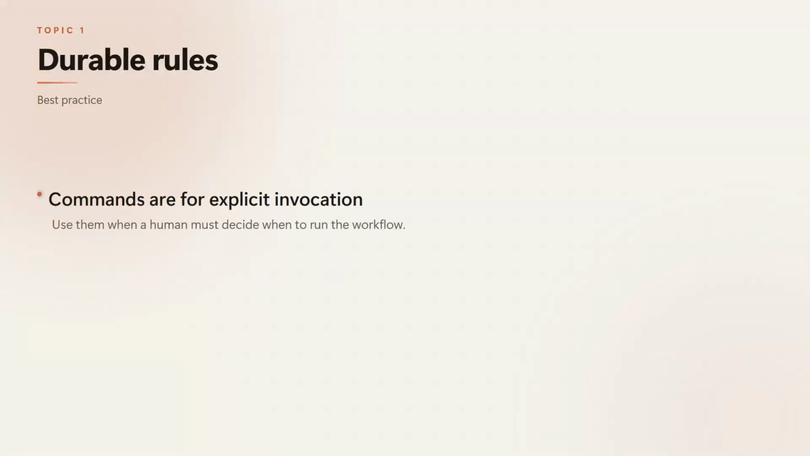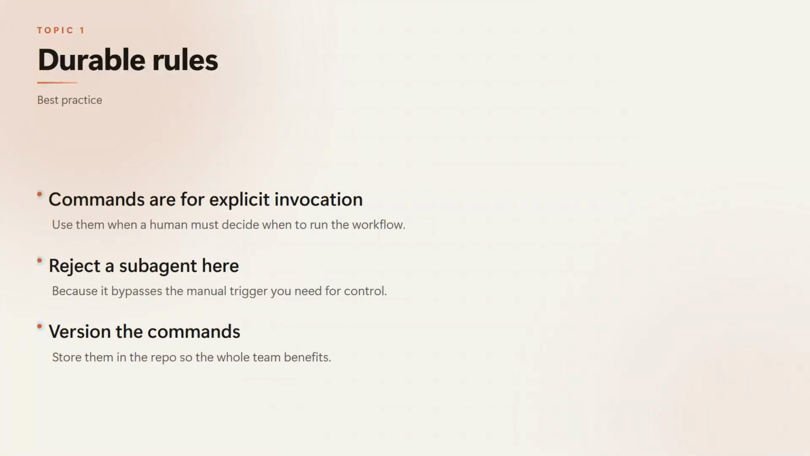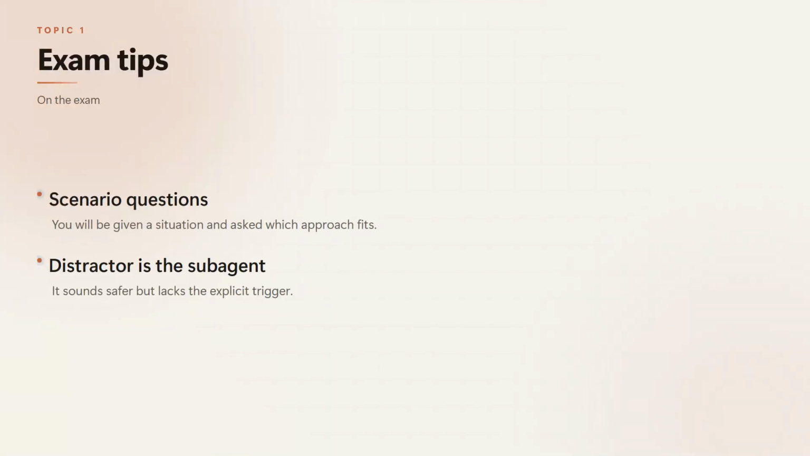The durable rule is this: a / command is the right choice when a human must decide when to run the workflow. If the workflow should run automatically based on context, that is a skill. If it should run in the background without your intervention, that is a subagent. Rejecting a subagent here is not about isolation, it is about control. You reject a subagent because it bypasses the manual trigger you need to stay in the loop. Version your commands in the repository so every team member gets the same behavior, and you have a record of how the workflow evolved. On the exam, this appears as a scenario question.